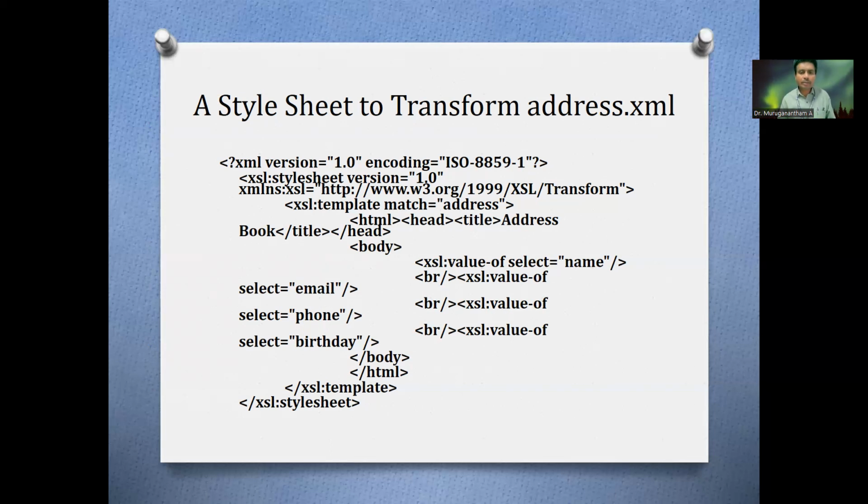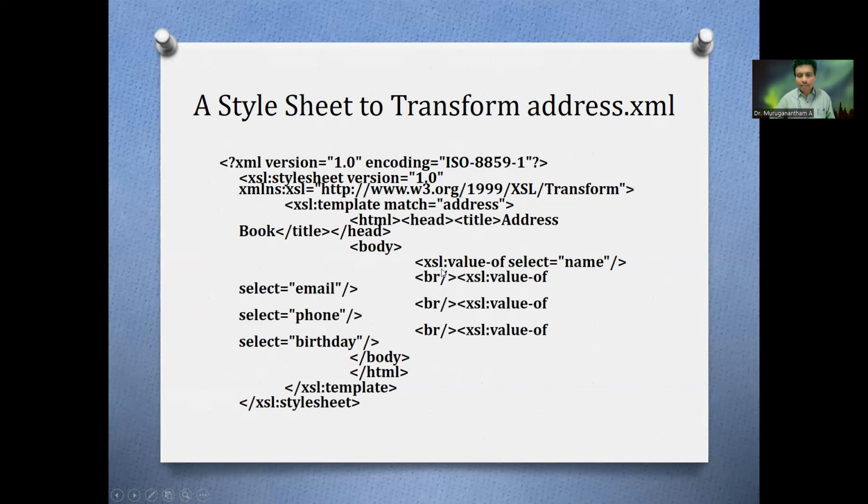Basically for this transformation, we need to create a template. They are using the same address example, so they are creating a template for the address, which needs to match with that XML document. Basically we are trying to convert your XML data into HTML. In the previous address example that we have seen, we have a name, email, phone number, and birthday. So these are the four data items which we need to convert.